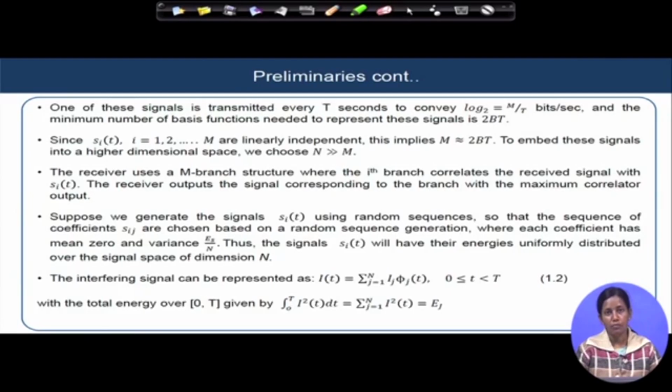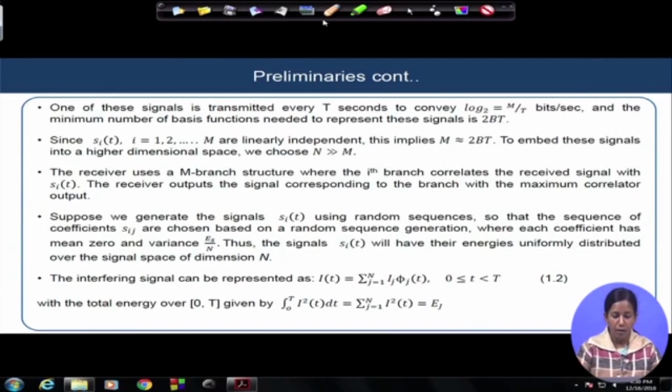Next, one of the signals is transmitted over a time duration T, and remember the minimum number of basis functions that you need to represent all these signals will be twice B into capital T. And since all these signals s_i(t), where i belongs to 1 to capital M, are linearly independent of each other, it also implies that this capital M should be almost equal to 2BT. And this is to embed the signal into a higher dimensional space, suppose of dimension capital N. We need this capital N to be very large compared to capital M.